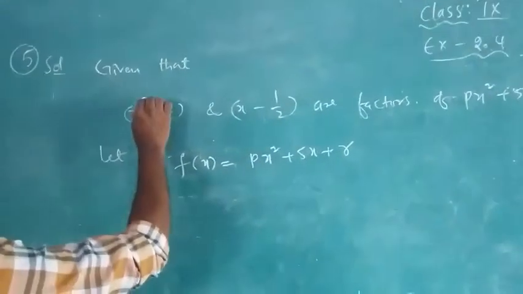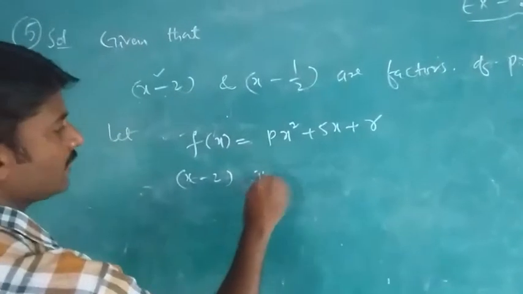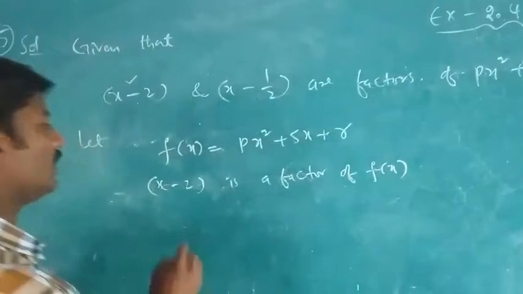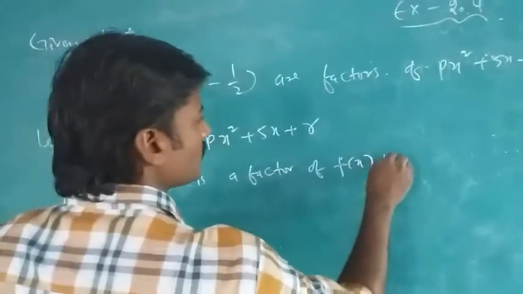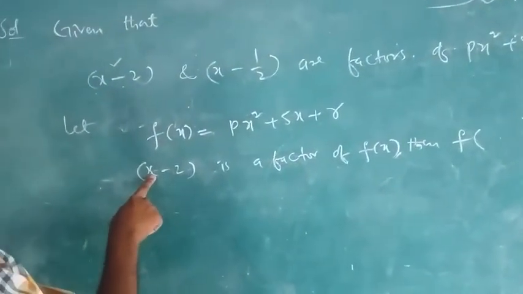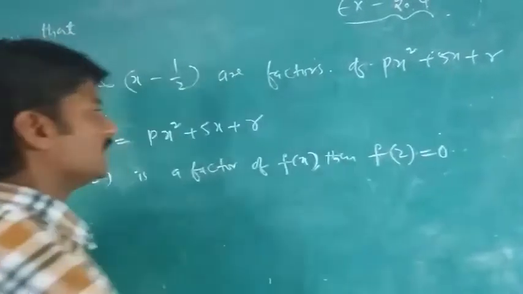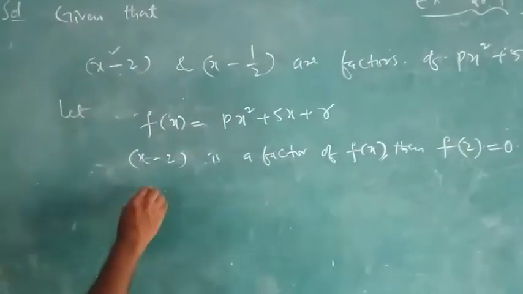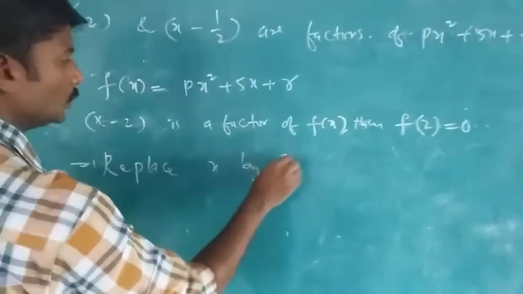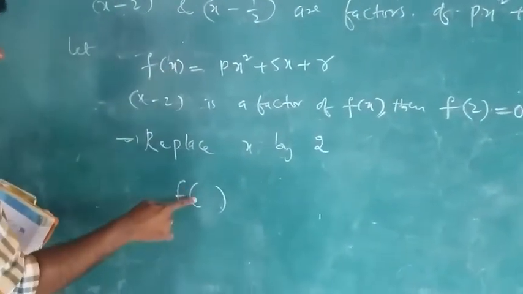We are saying that x minus 2 is a factor of f of x. So whenever x minus 2 is a factor, then what happens, children? If we equate x minus 2 to 0, we get x is equal to 2. So f of 2 must be equal to 0. That means you replace x by 2. Now wherever you see x here, I'll put an empty bracket.